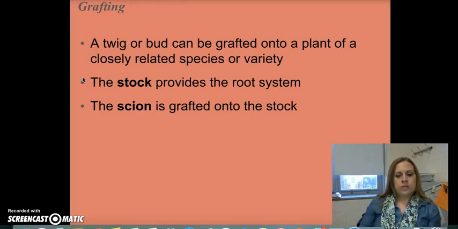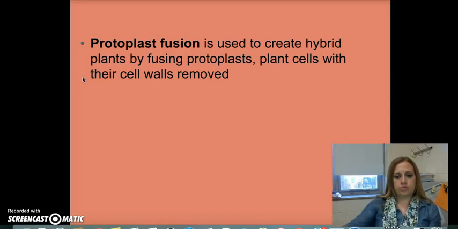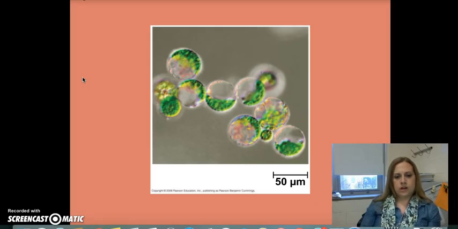Then a twig or a bud can be grafted onto a plant of a closely related species or variety. And so that stock, which is the one that the plant is grafted onto, provides the root system, and then the scion, which is the grafted part, is going to be the plant that you're trying to grow. What you're looking at here is how you have undifferentiated carrot cells, and you can take those undifferentiated cells and they will differentiate into a plant. Protoplast fusion is used to create hybrid plants by fusing protoplasts, plant cells with their cell walls removed. That's how you get the protoplast fusion, and that is what you're looking at here.